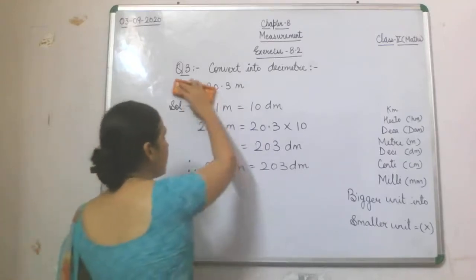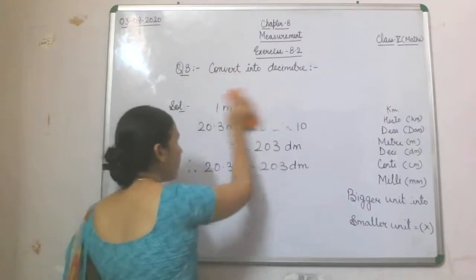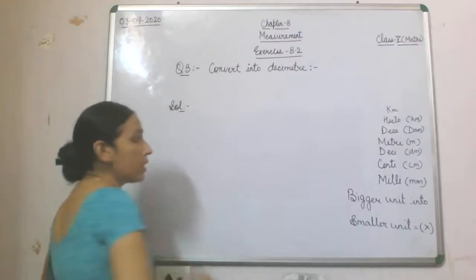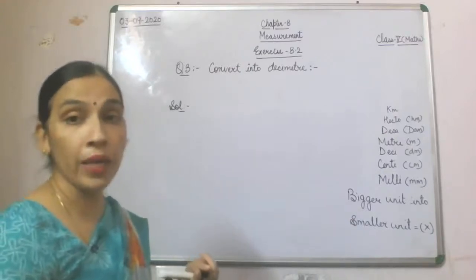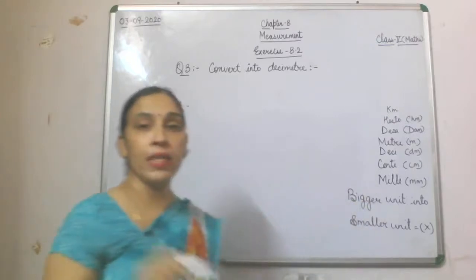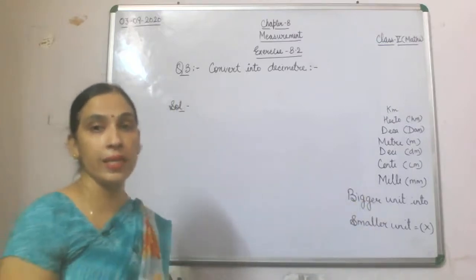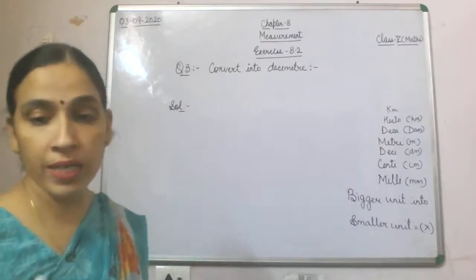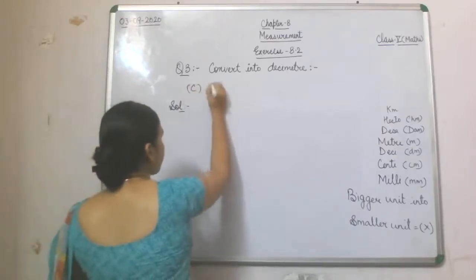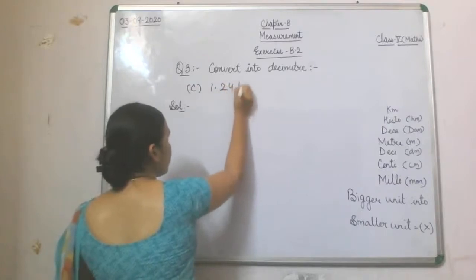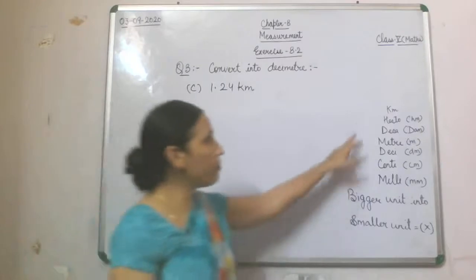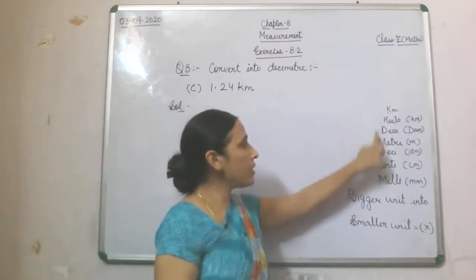Now the C part is given in kilometer. You have to find out how many decimeter we have in 1 kilometer. This chart is going to help you find how many decimeter you have in 1 kilometer. So let's write the question. C part is 1.24 kilometer. Now you can find here kilometer to decimeter.